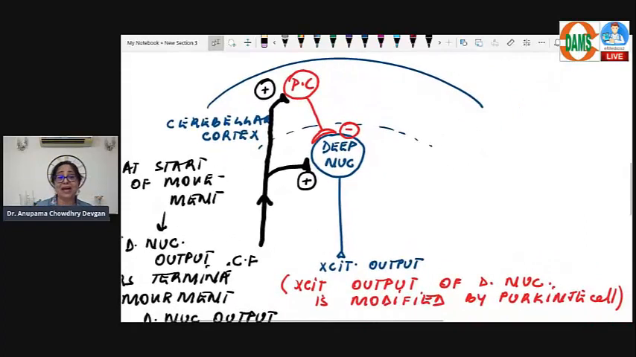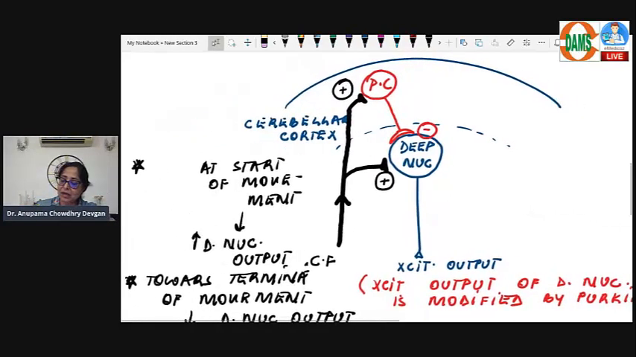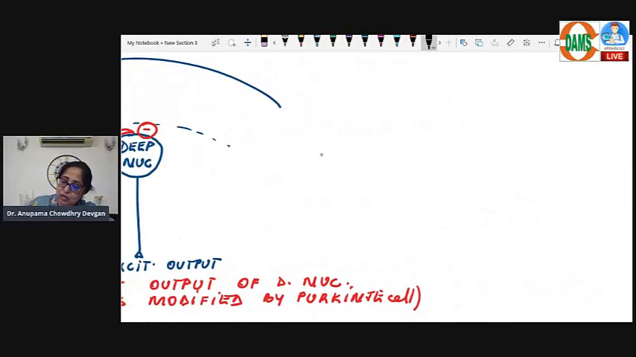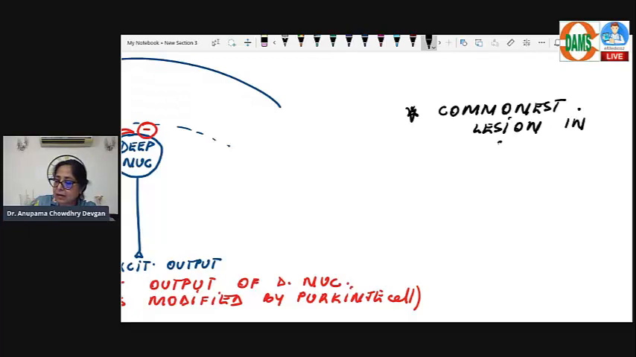Now let's see what happens if there is a lesion. We have already discussed two important points. I told you the commonest lesion in the CNS is the internal capsule, and we've discussed this in detail. If there is a lesion of the internal capsule, especially the posterior limb, there is dense hemiplegia of the opposite side. The commonest lesion of the CNS is the internal capsule.